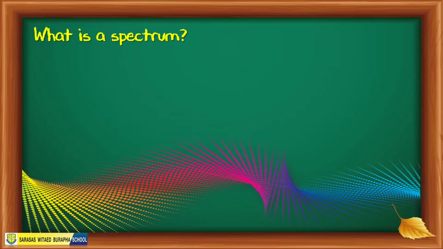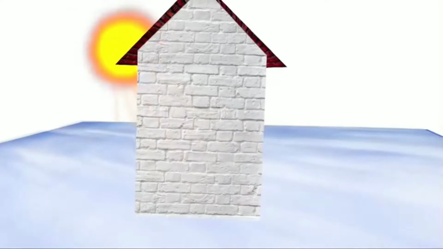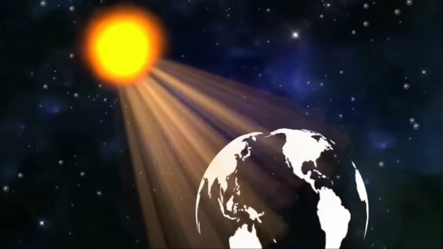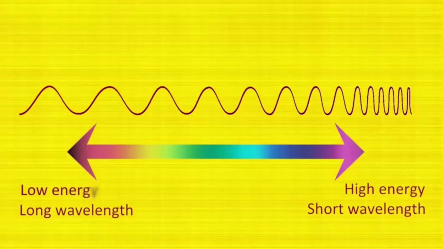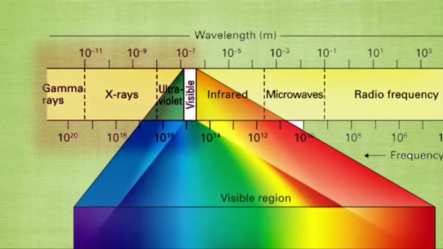What is a spectrum? Light spectrum can mean the visible spectrum, the range of wavelengths of electromagnetic radiation which our eyes are sensitive to. The sun generates tremendous amounts of energy. Energy travels through space in waves. These waves come in many different wavelengths. A wavelength is the distance from the top of one wave to the top of the next. The shorter the wavelength, the more powerful the energy. The sun gives off many short wavelengths.